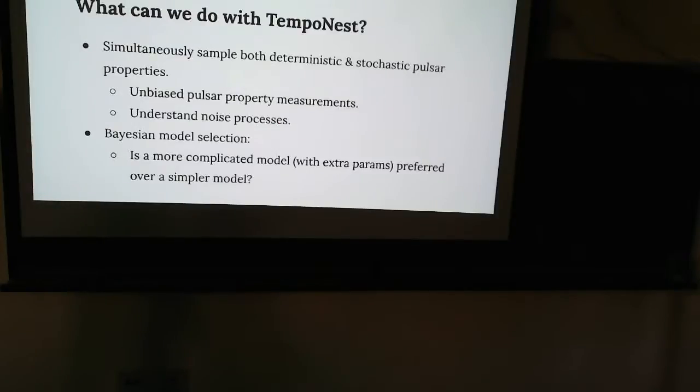So what can we actually do with Temponest? As Aditya mentioned in his talk, its advantage over Enterprise at the moment is that you can simultaneously sample both your deterministic and stochastic pulsar parameters. This allows you to actually make what are referred to as unbiased measurements of the pulsar properties.